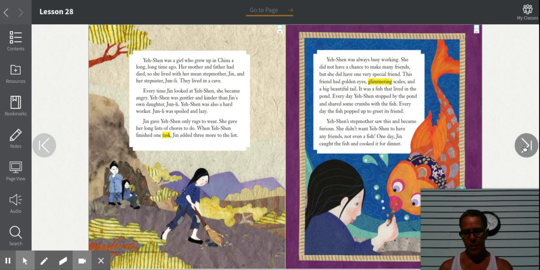So remember that Yeh-Shen was very lonely because nobody was nice to her and she had no friends, but she did have one friend, the fish.